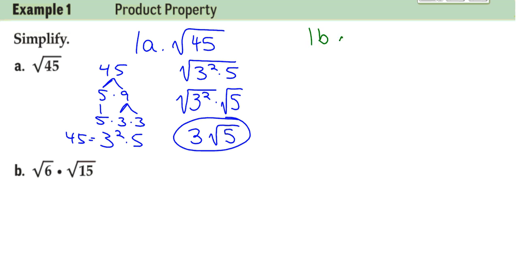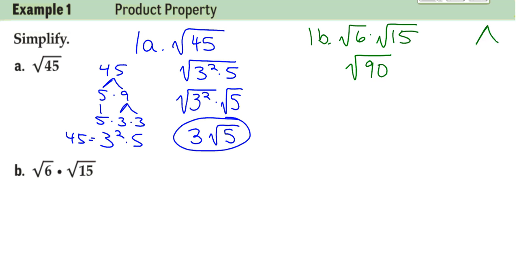1b is the square root of 6 times the square root of 15. So the first thing I might do is just multiply 6 times 15. I could put them both under the same radical and find their prime factorization, but I'm going to multiply them. And so this is the square root of 90 when you multiply 6 times 15.